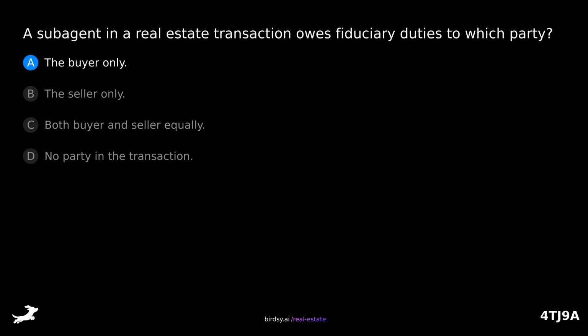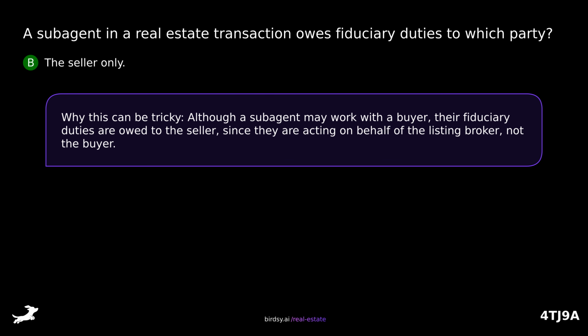Is it A, the buyer only, B, the seller only, C, both buyer and seller equally, or D, no party in the transaction? The correct answer is B, the seller only. Why this can be tricky? Although a subagent may work with a buyer, their fiduciary duties are owed to the seller since they are acting on behalf of the listing broker, not the buyer.